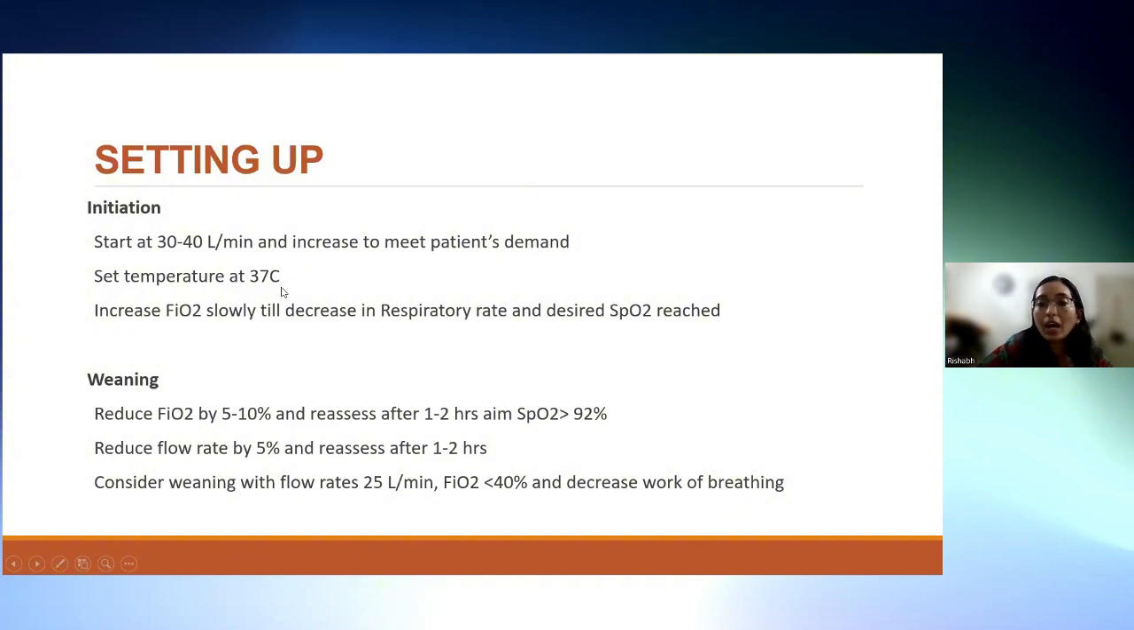Initiation, you should start at 30 to 40 liters per minute and then increase to meet the patient's demand. Set a temperature at 37 degrees Celsius and increase FiO2 slowly till there's a decrease in respiratory rate or there's a desired SpO2 range.